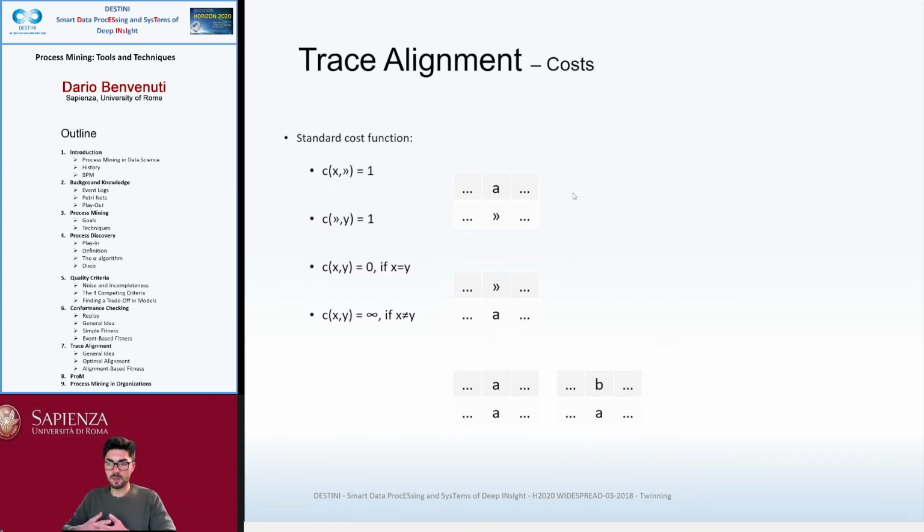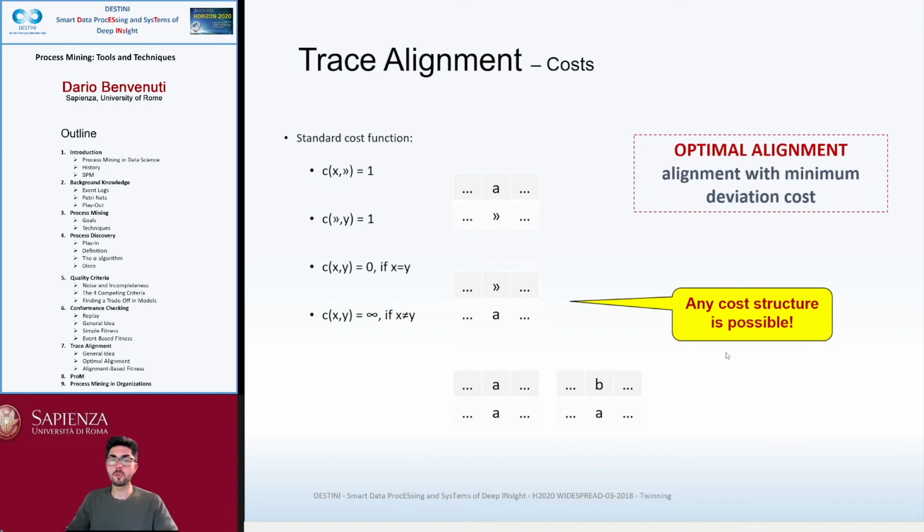So, as we said earlier, we can assign costs to moves. In particular, we can assign a cost to a move in the log only and a move in the model only, while if the moves correspond, are executed both in the model and in the log, we assign a cost of 0 to that situation. Of course, we can use any cost structure. And now that we have this notion of cost, we can define what an optimal alignment is. And basically it is the alignment with the minimum deviation cost.